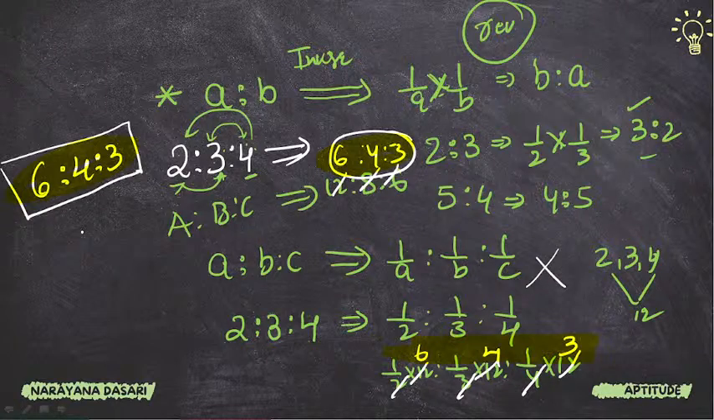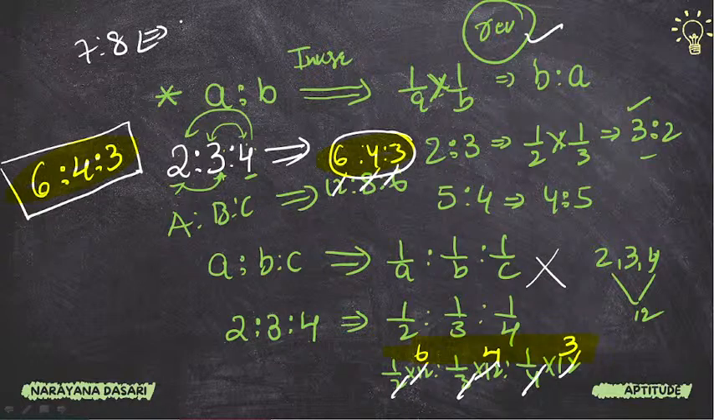Okay, it's a very important point, guys. Inverse ratio: only two quantities are given. Just remember, reverse. For example, 7 is to 8. What is the inverse ratio, guys? Anyone? 7 is to 8. What is the inverse ratio?